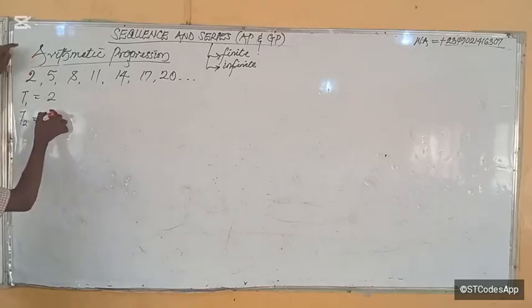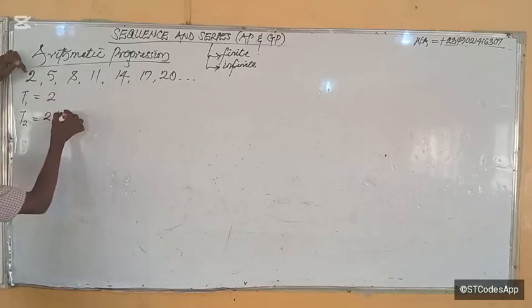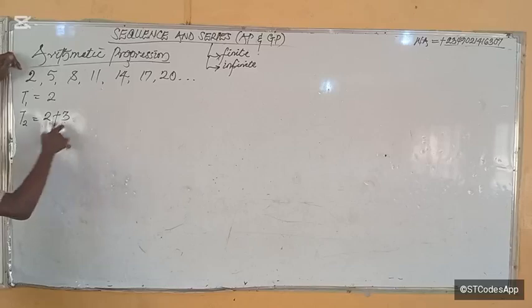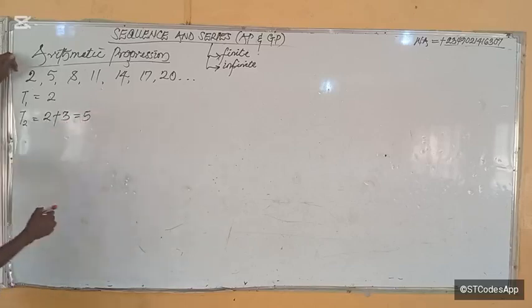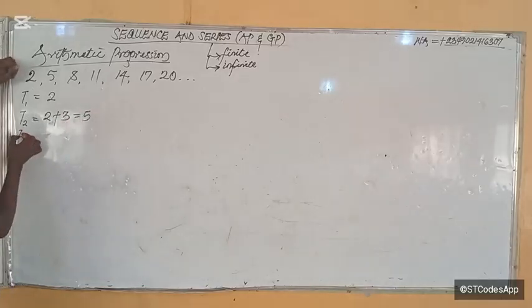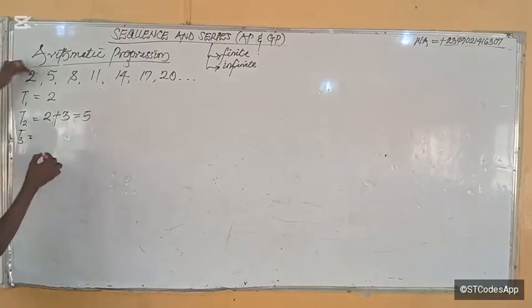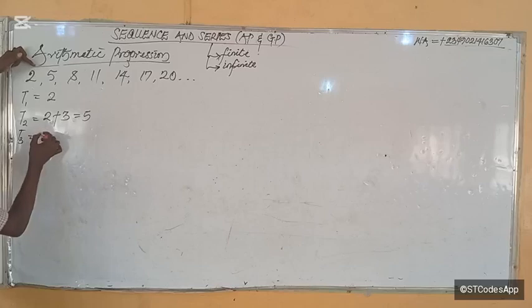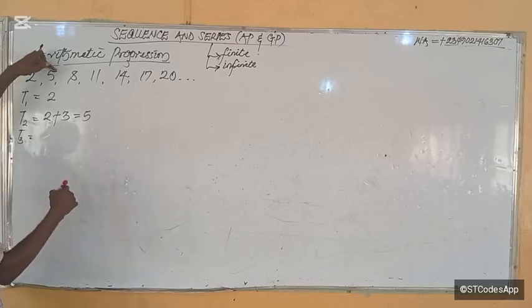So we can already say that T2 is actually 5. And how did we get 5? It was actually the first term plus 3, this particular 3, and it gave us 5. Make sense? Now, how about T3? You would notice that T3 is actually the same. Now, T3 is like saying 5 plus 3.